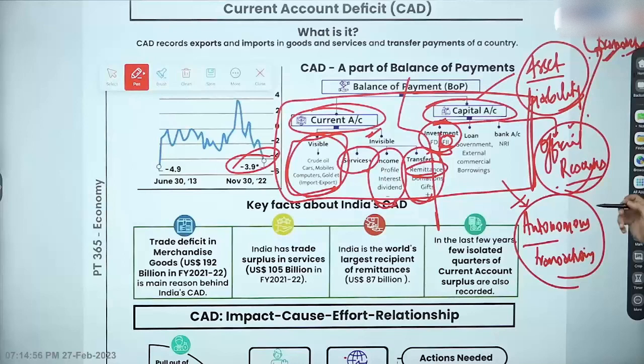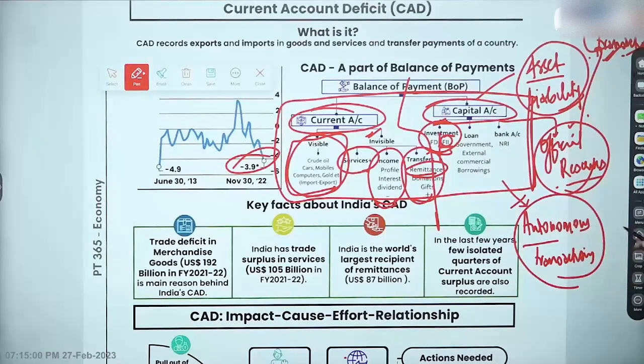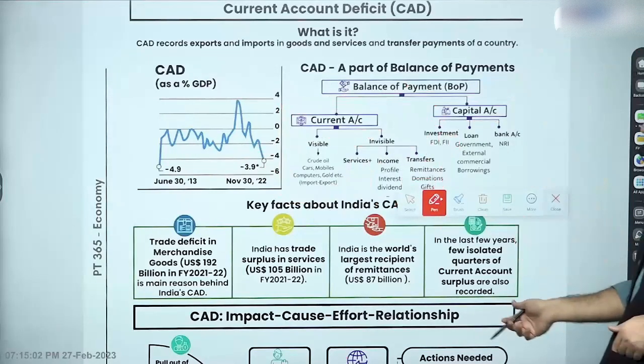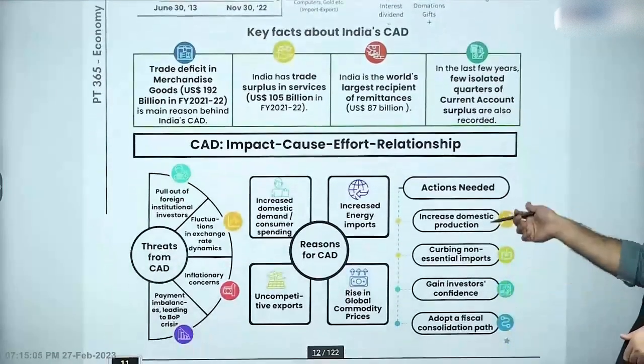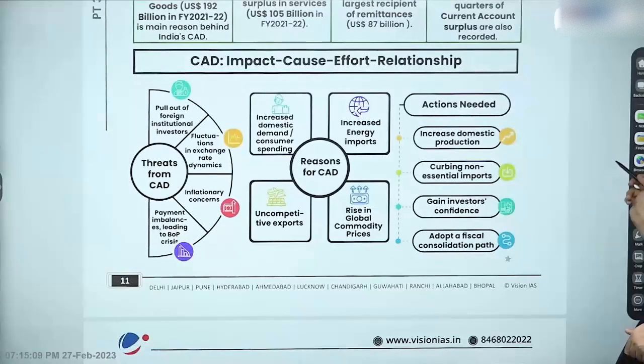UPSC always asks very basic questions on definitions itself. Reasons for current account deficit: what are the reasons for current account deficit in recent years?